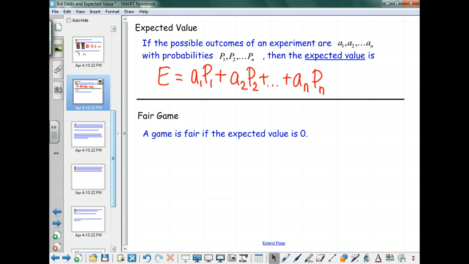And this doesn't mean fair like my children say fair. That is, you got what I wanted. Okay, that's not what we're talking about. We're talking about it from a very mathematical perspective. Okay, so I'm going to show you an example.